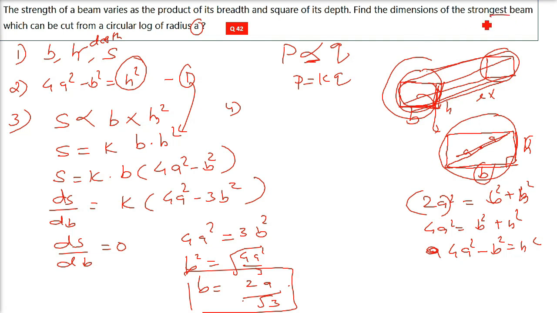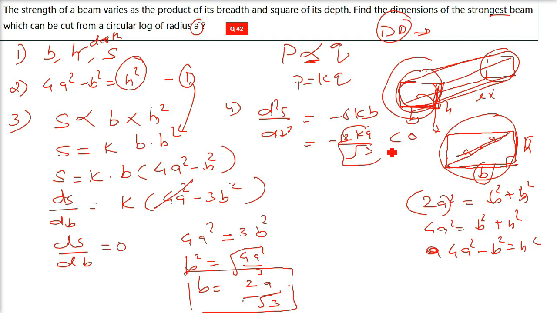And you need it for the strongest beam, so minimum and maximum has to be checked too. Double differentiation is your responsibility. Just double differentiate and try to prove what is suggested in the question. Next one is d2S by dB square. I'll give you a hint: it will be minus 6KB. It is going to be negative. Negative means maximum. Maximum is strongest. All these are interchangeable, so you can call it any of these things. The thing is, negative has come.